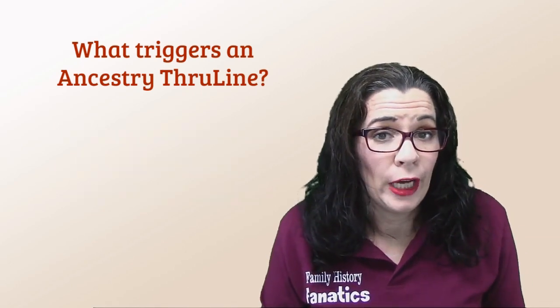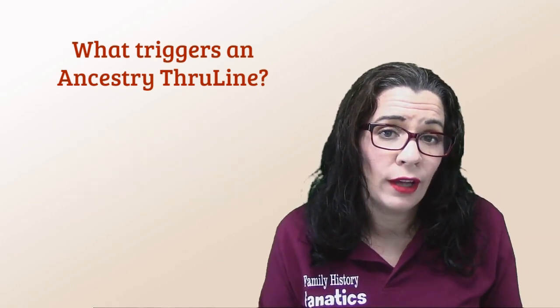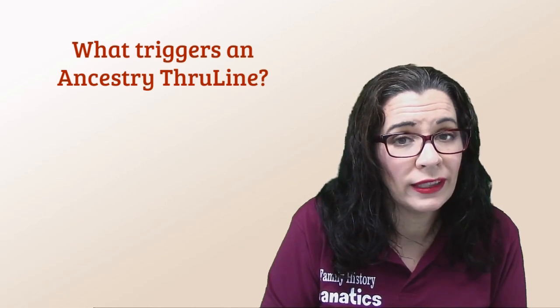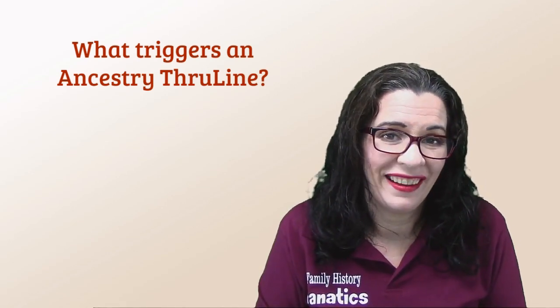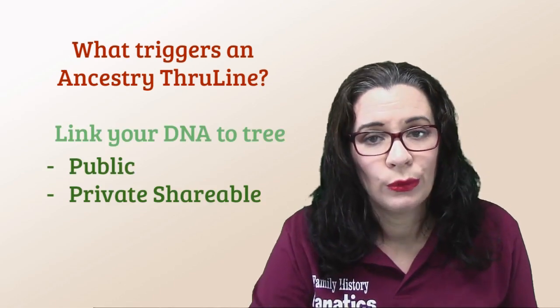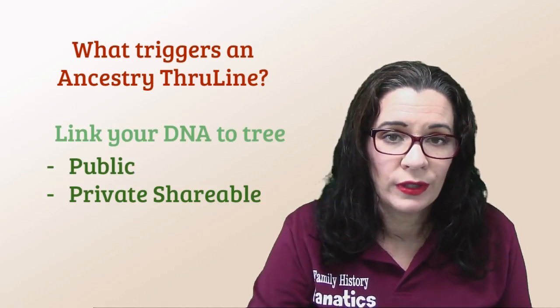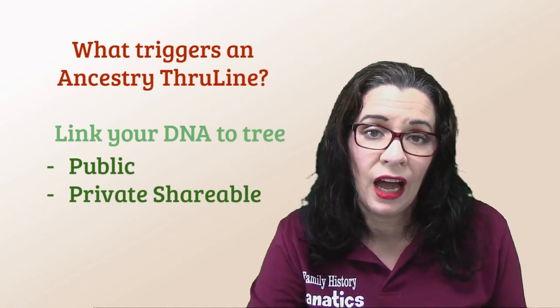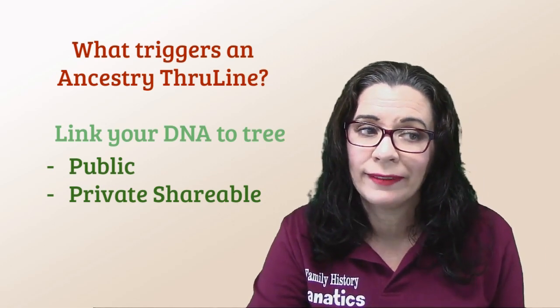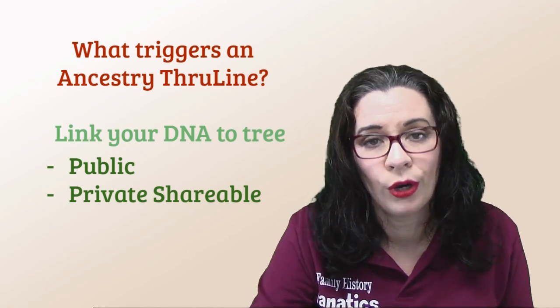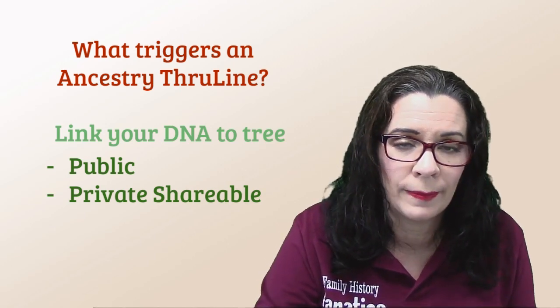Now, if you're an adoptee and you cannot match yourself with anybody else, you won't have as many DNA ThruLines as you would like. The other thing you need to do in order to ensure you have the most success is your tree has to be either public or private searchable. If it's just private, then the ThruLines don't work as well for you and others on the platform.